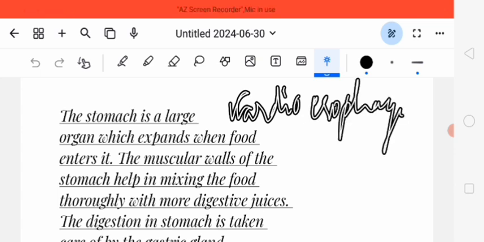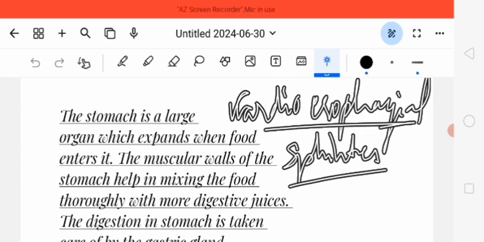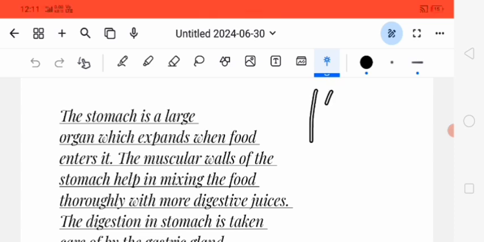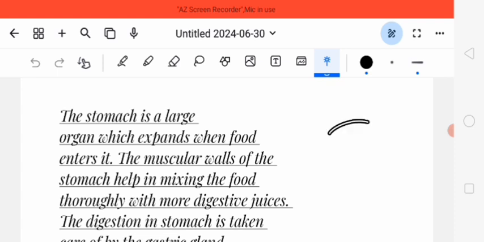Cardioesophageal sphincter. Okay, cardioesophageal sphincter we will call. When the food enters the stomach, it will expand.